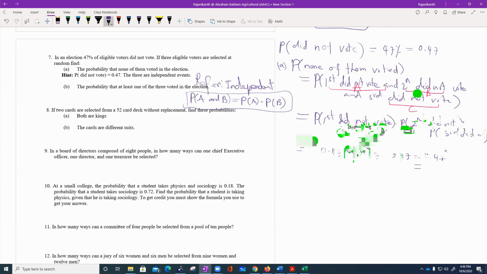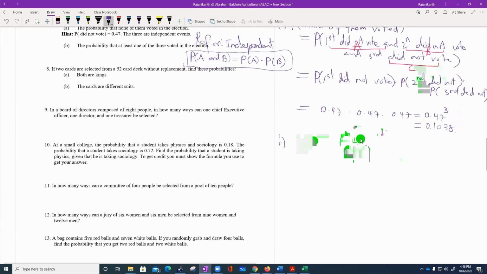That is, if you simplify, you should get 0.1038. Chance of all three did not vote is nearly 11 percentage, right? Just over 10 percentage, right? So that is part A.